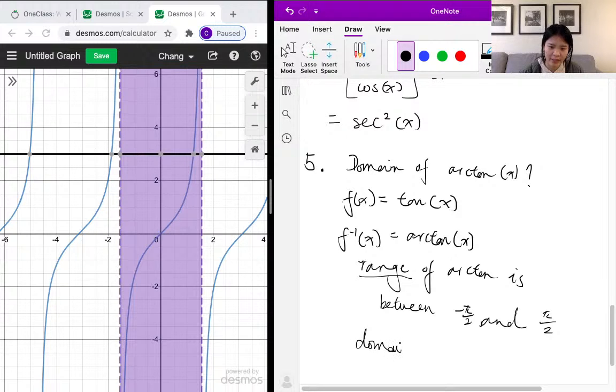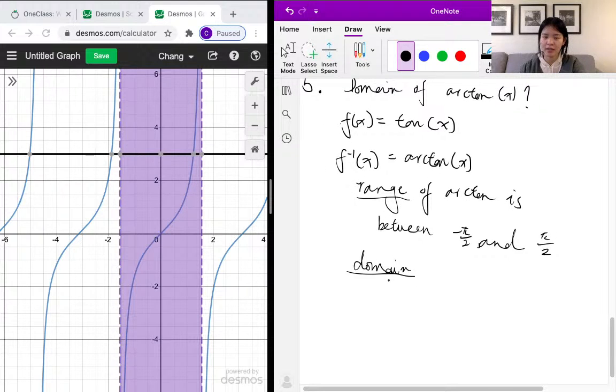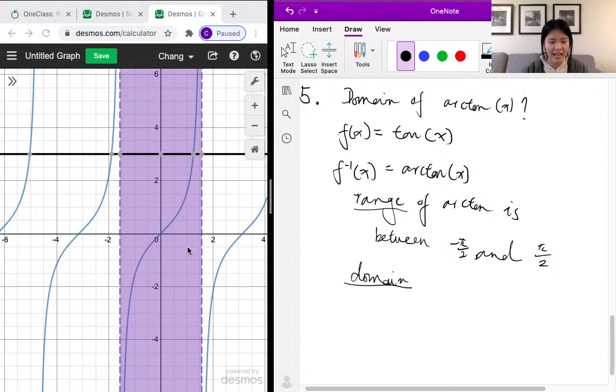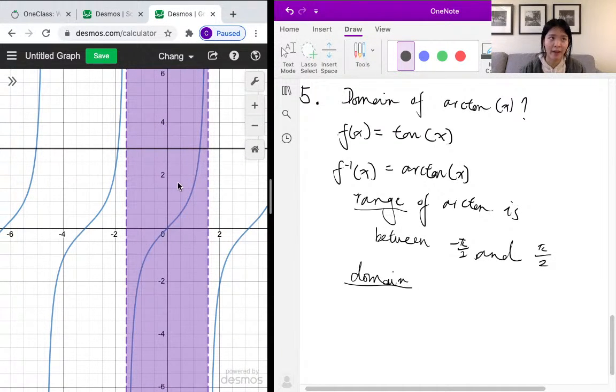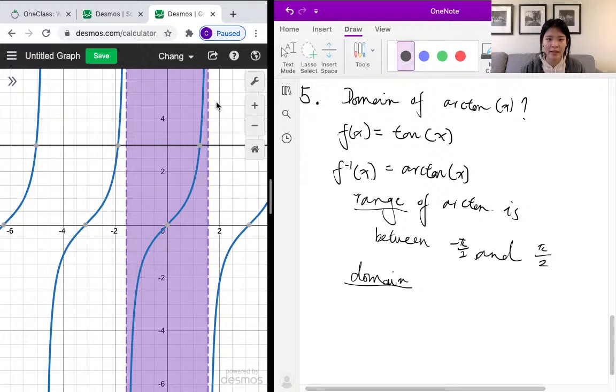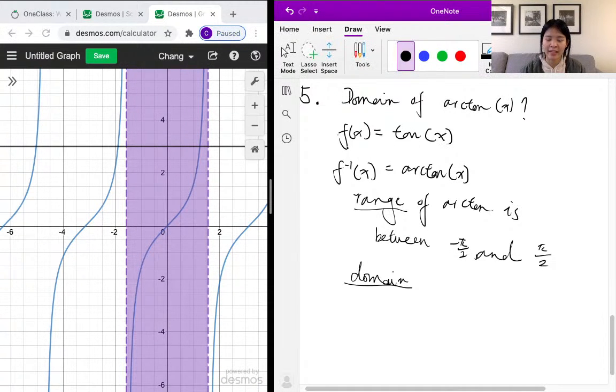However, our question didn't ask about the range. It asked about the domain. What is the domain of the arctangent function? The domain of the arctangent function is the range of the tangent function, which is all the values that the y of the tangent function could take on. Here, our graph goes up forever and down forever, so the range of the tangent function can take on any value. Similarly, after we flip it over to get the inverse, the arctan function, its domain can take on any value.